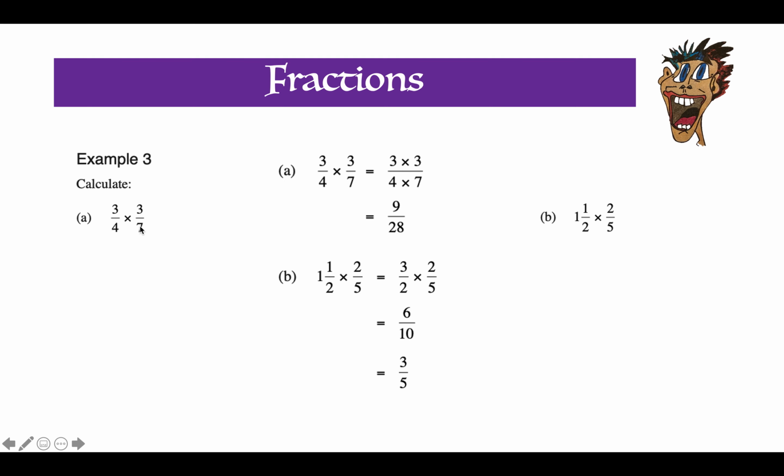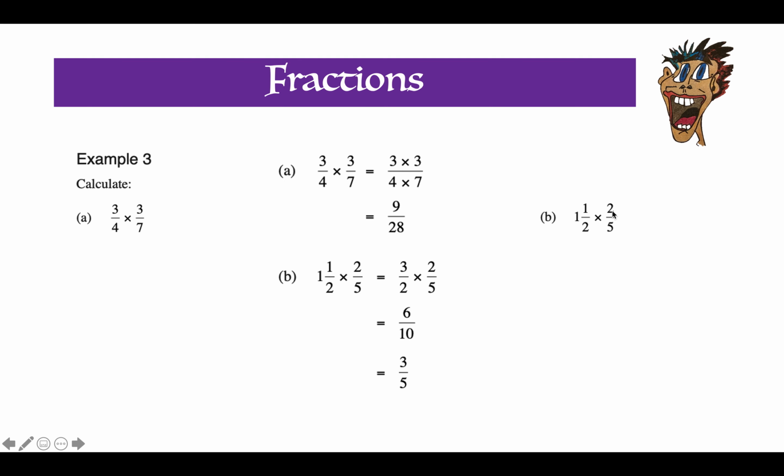Let's look at this one here, timesing. 3/4 times 3/7. Now, you don't have to worry when timesing anything about having common denominators. You simply times the top numbers together and the bottoms together. So you get 9 over 28. Can you simplify that? Can that go simpler? What goes into 28 and 9? Is there a number apart from 1? No. So that's it.